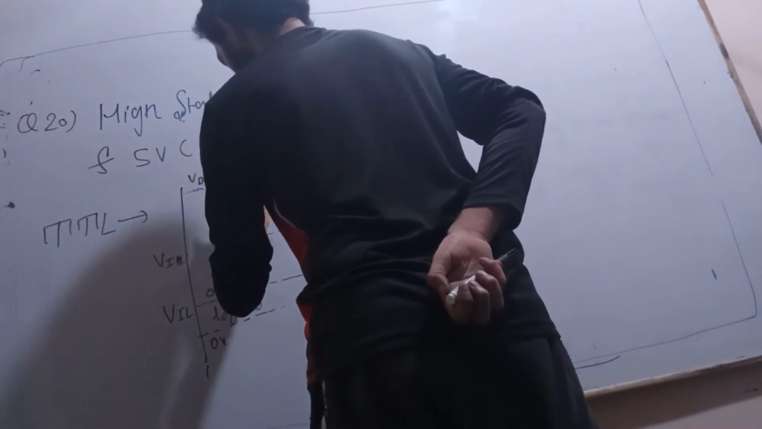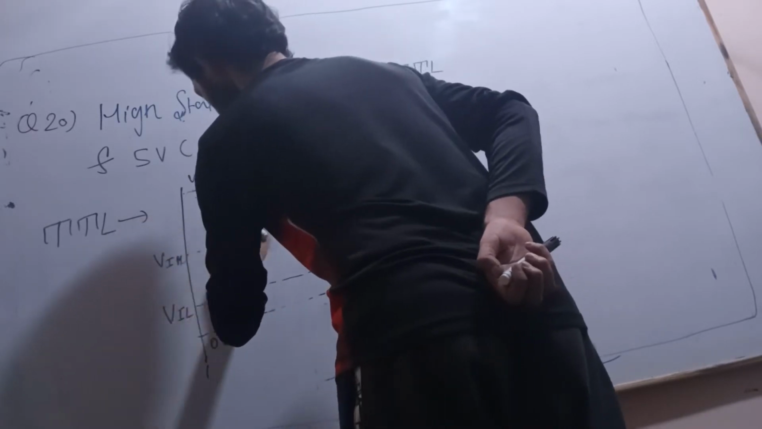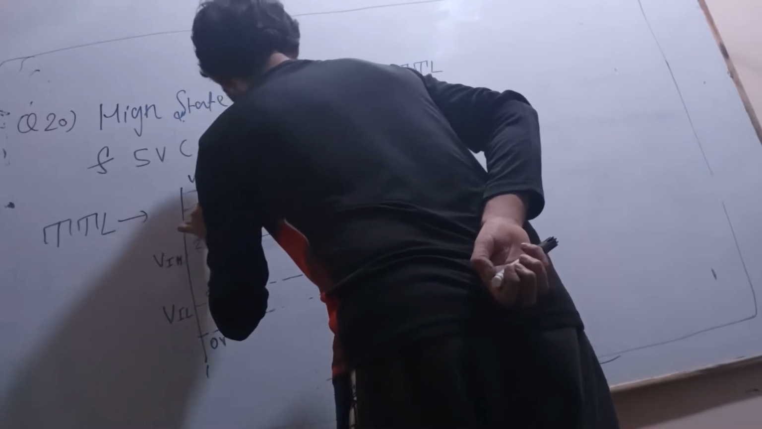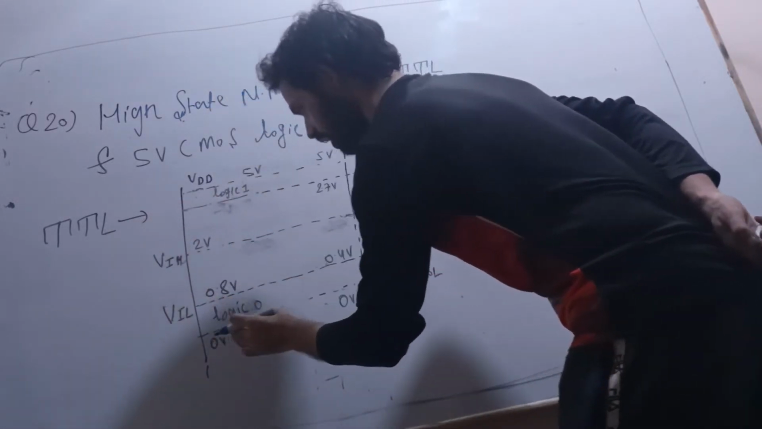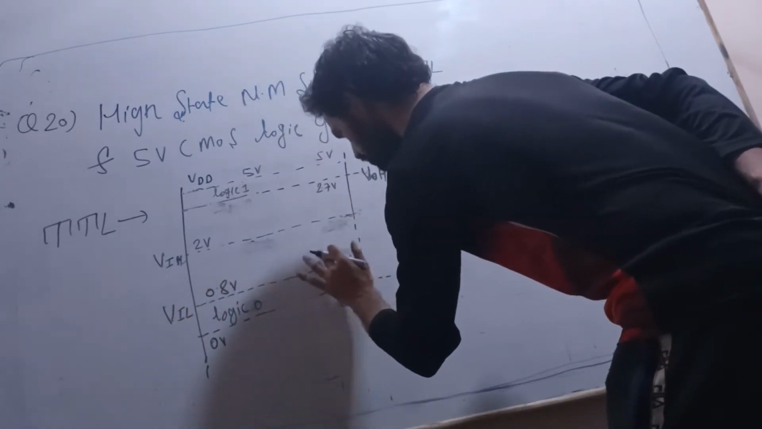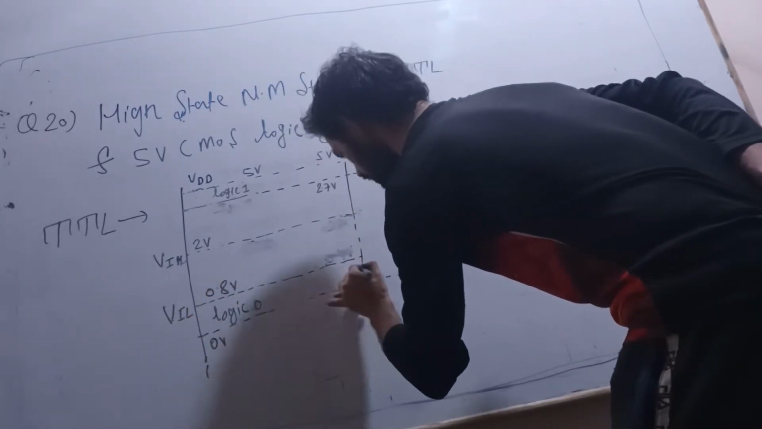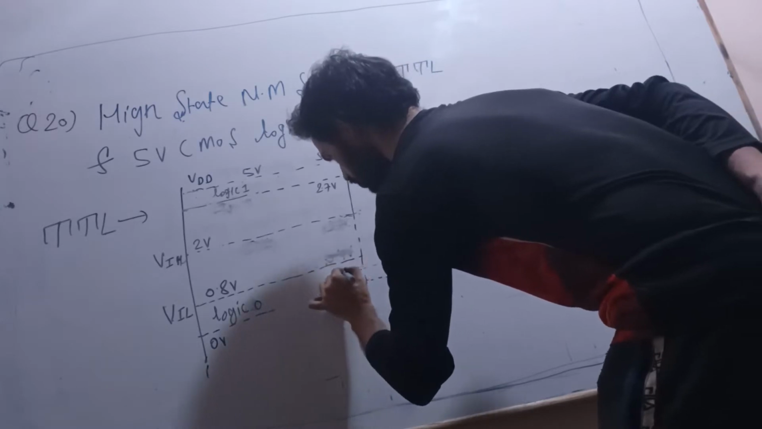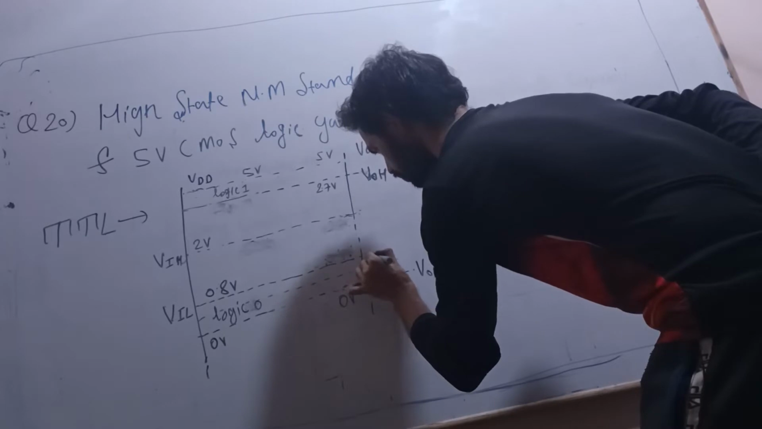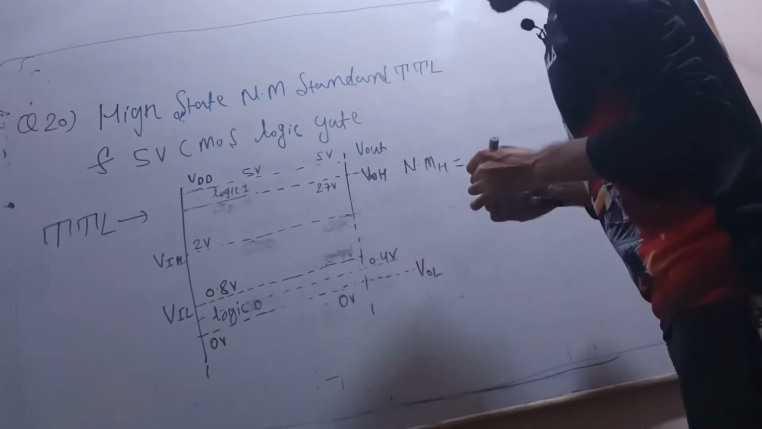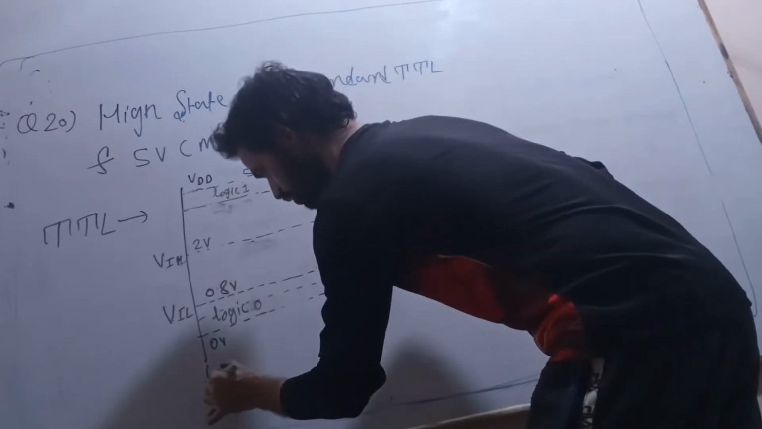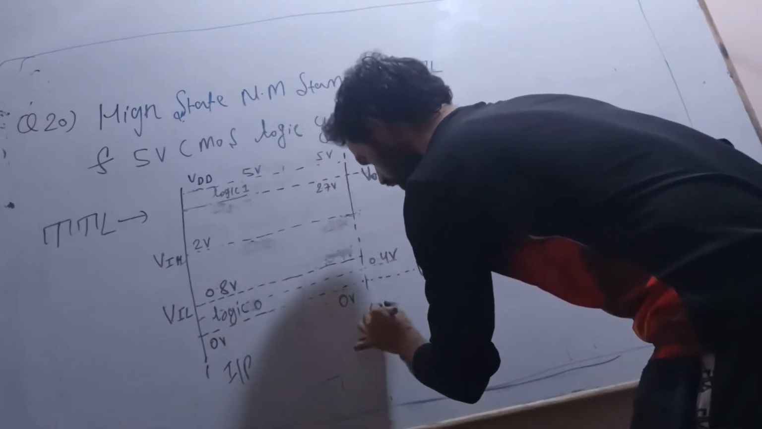So this is my VIH, 2 volt. This is my VOH, 2.7 volt. This level is my VIL, and the VOL level is here, that is 0 to 0.4 volt. This is at the input side and this is at the output side.